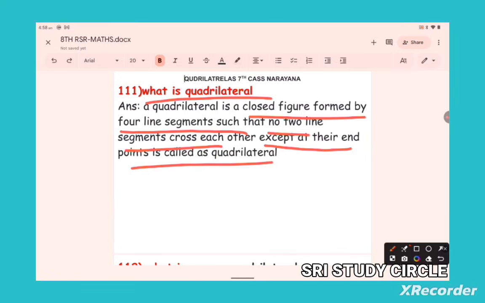A closed figure with 4 sides is called quadrilateral. A quadrilateral has 4 sides, 4 vertices, 4 angles. The sum of all 4 interior angles of a quadrilateral is 360 degrees.